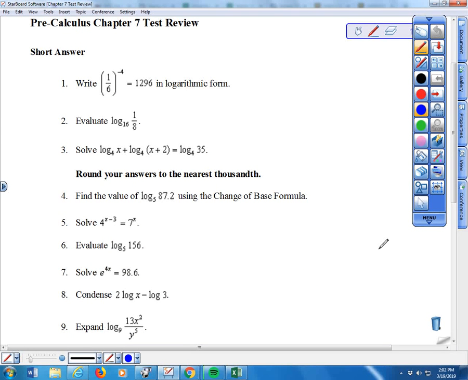First question, write 1/6 to the -4th power equals 1296 in logarithmic form. So it'd be log base 1/6 of 1296 equals -4. Any issues getting from logs to exponents? Okay.